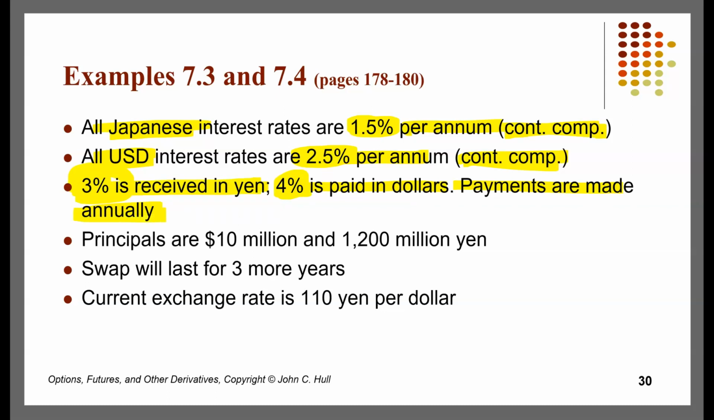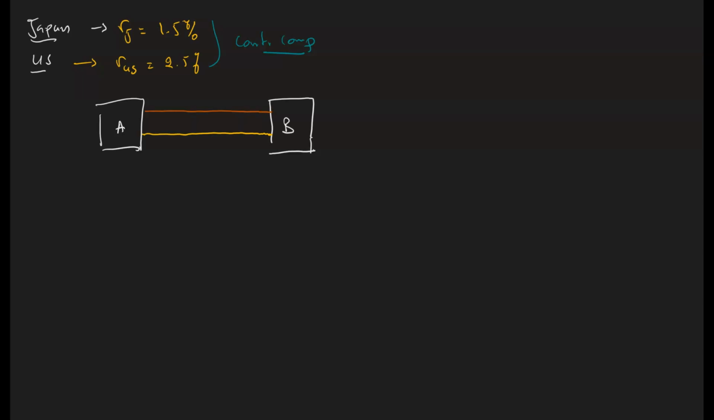So if we are here, we are receiving 3% in yen. So this is going to be our 3%, and that's going to be in yen. And we are paying 4% in US dollars. So it's going to be 4% here, and this is going to be in US dollar. So that's the agreement that we have, and these are annual payments.